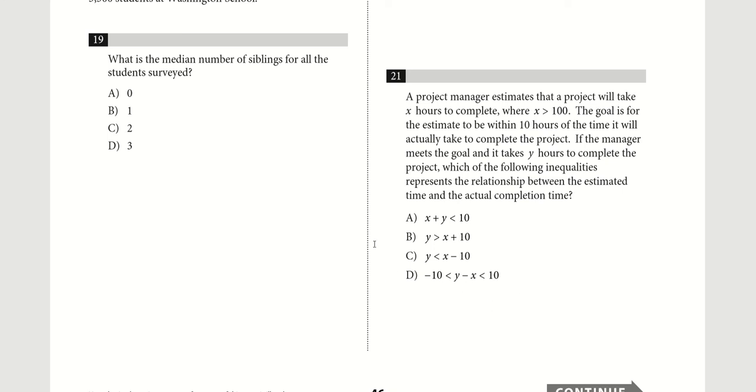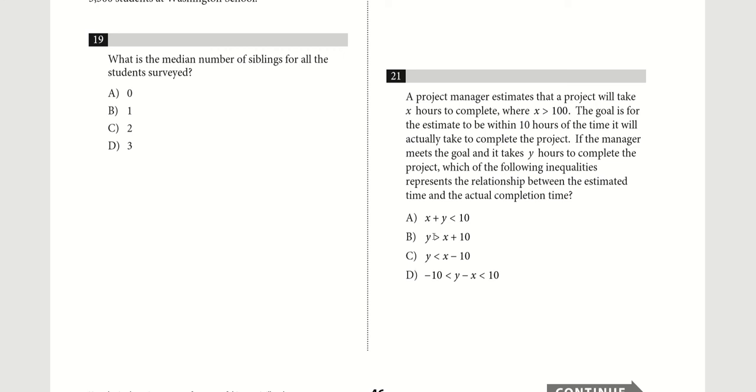So D is our answer because, for example, B says that Y, the actual time, is larger than X plus 10. So that's outside our range. That means our estimate won't be within 10 hours of the actual time, because the actual time is larger than our estimate plus 10 hours. And the same goes for C. If we say that the actual time is more than 10 hours less than the estimate, then again, this is outside of our 10-hour range, because the actual time doesn't fit into the range of the estimate minus 10. So this one just doesn't make sense because of this restriction.